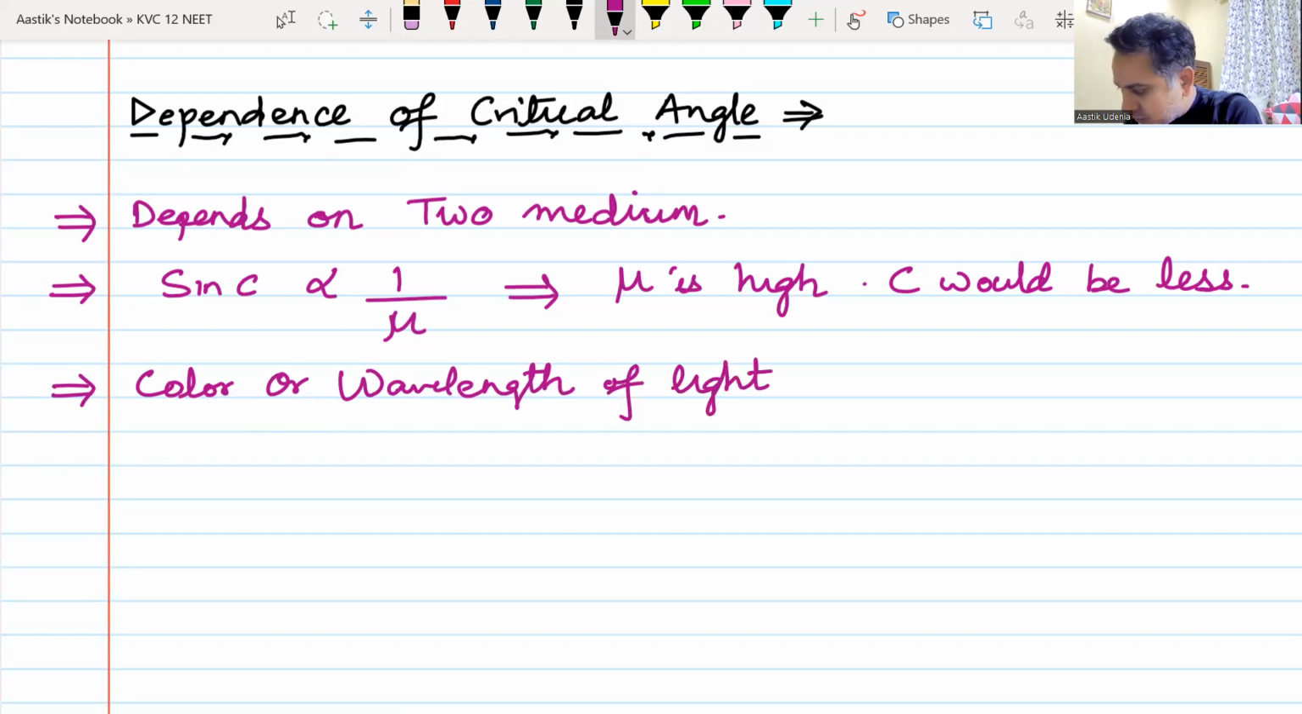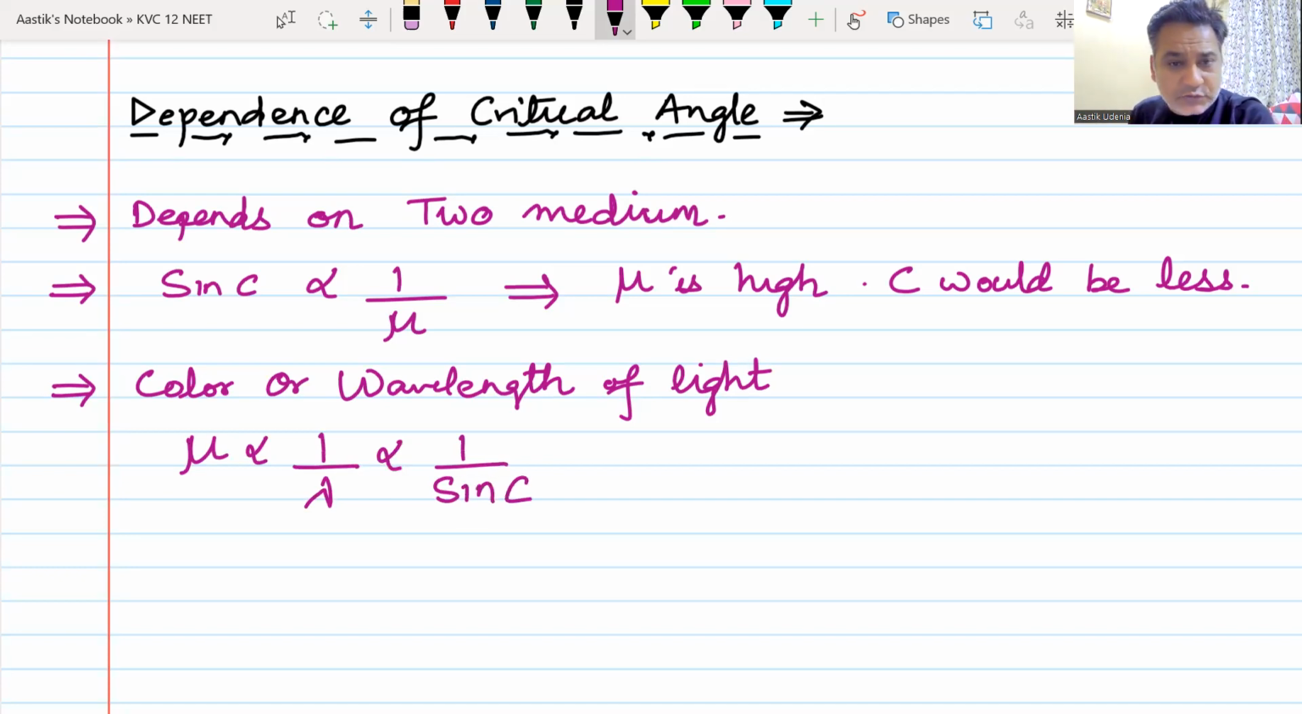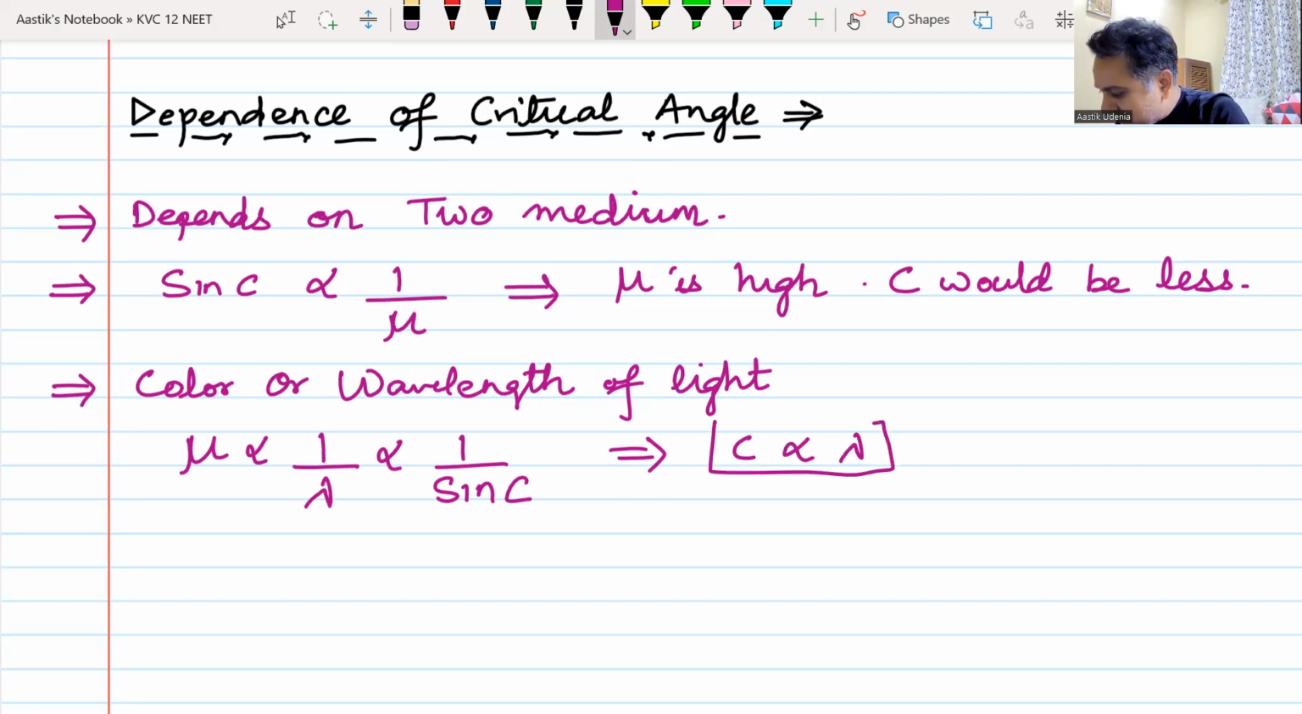Critical angle depends on the color or wavelength of light. We have seen that mu depends on the wavelength. Mu is inversely proportional to wavelength, and it is also inversely proportional to sine of C. We have just seen that. So I can write, critical angle is directly proportional to lambda. If the wavelength of light is more, critical angle would be more.